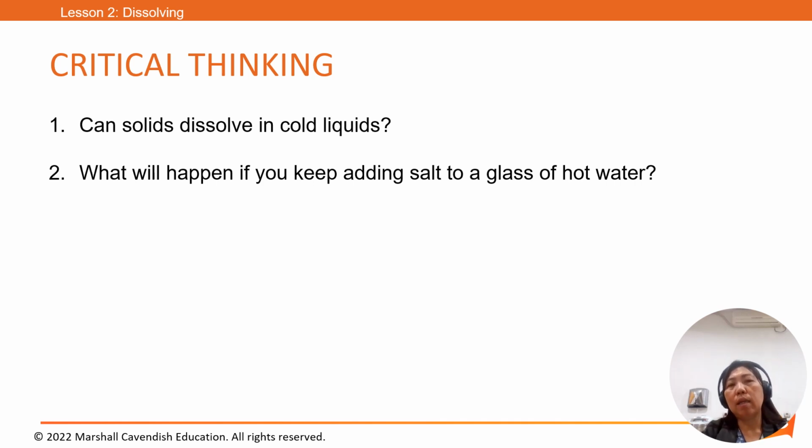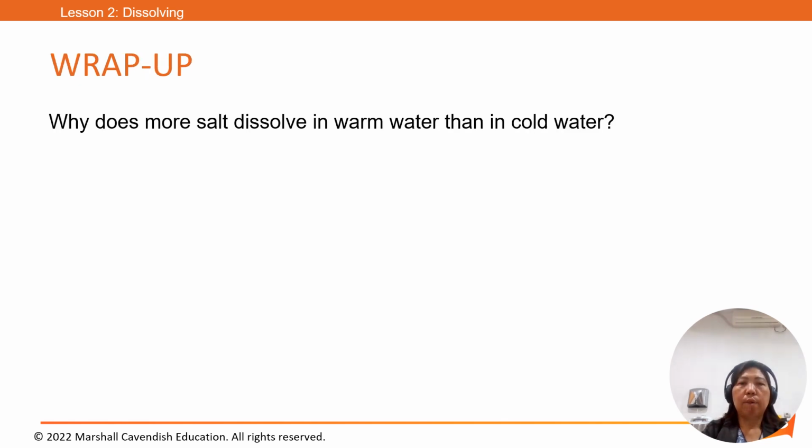Now, remember that dissolving can occur at a range of temperatures. Let's see the question right now and compare with the previous question. Why does more salt dissolve in warm water than in cold water? Can you think of the answer? Well, the answer is that the warm water has a higher temperature than the cold water, or maybe just the water at room temperature.